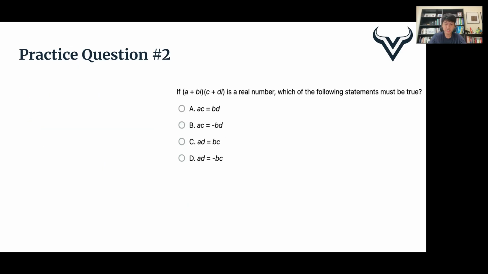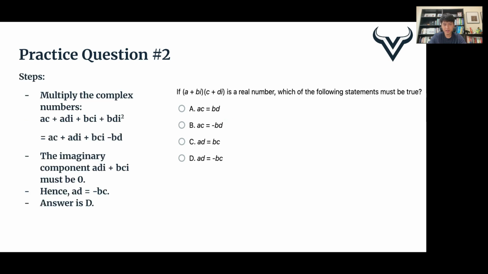Question 2, another imaginary number one, this one relating to multiplication. Take a moment and try this for yourself. Okay, the correct answer is again D.